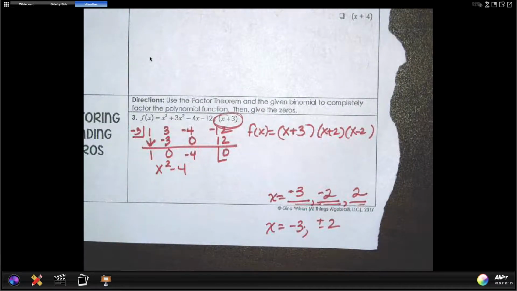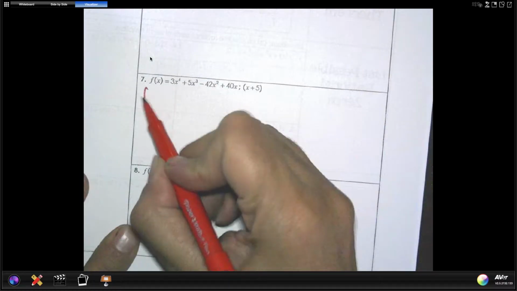Okay, let's do one more together. Let's do number 7. Now, if I look at number 7 right there, do you see something you can factor out right away? I would just go ahead and take that x out right now.